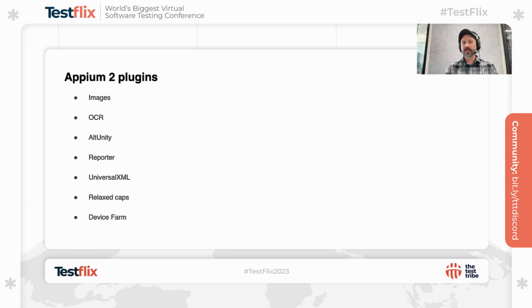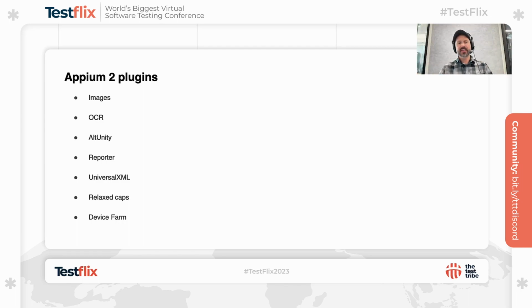We have the Alt Unity plugin, which lets you work with Unity games in a way that was previously impossible with Appium. There's a Reporter plugin that lets you report the status and other details of your tests after they're complete, and then gives you a nice website to look at, statistics and information about your test, as well as screenshots and what took place when you sent specific commands as part of your test. There's the Universal XML plugin. And this tries to unify the class names and attributes between iOS and Android applications.